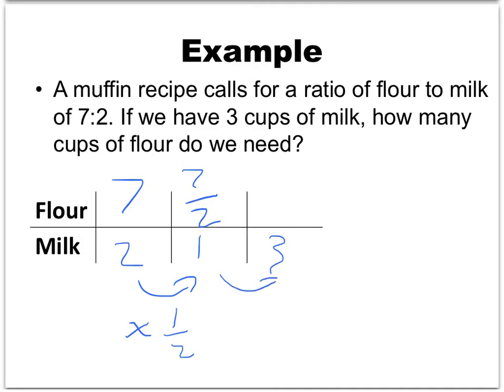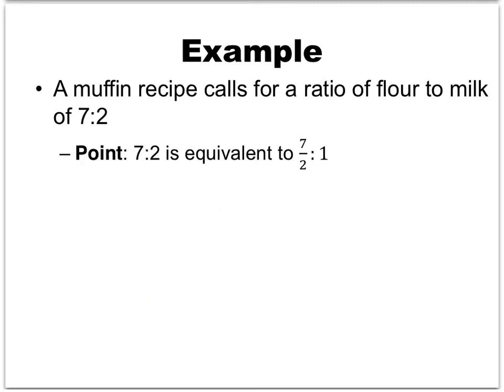And then to go from a 1 to 3, we're going to multiply by 3. And multiply 7/2 by 3, we're going to get 21/2. So there's the answer to our problem. We're going to need 21/2 cups of flour. So fairly simple problem. But let's make an observation here.